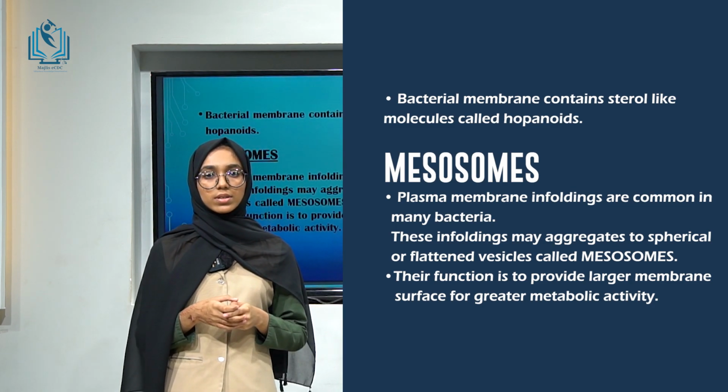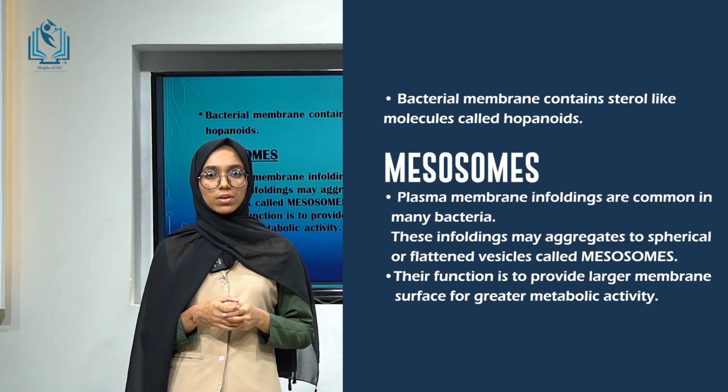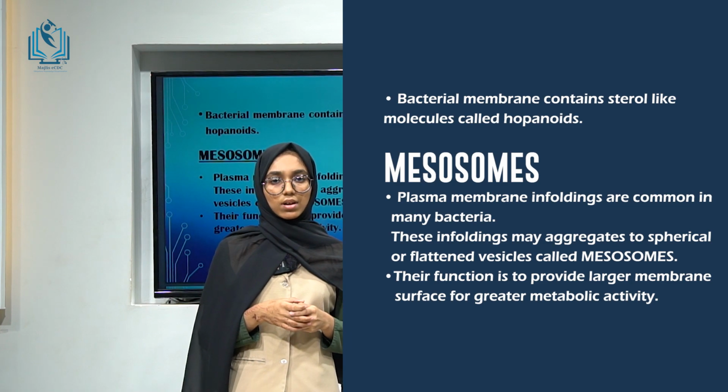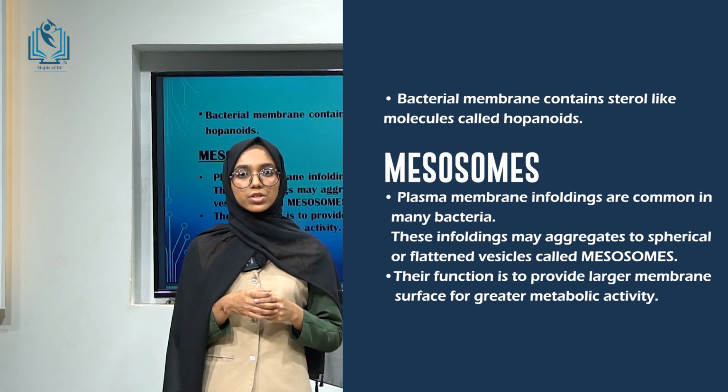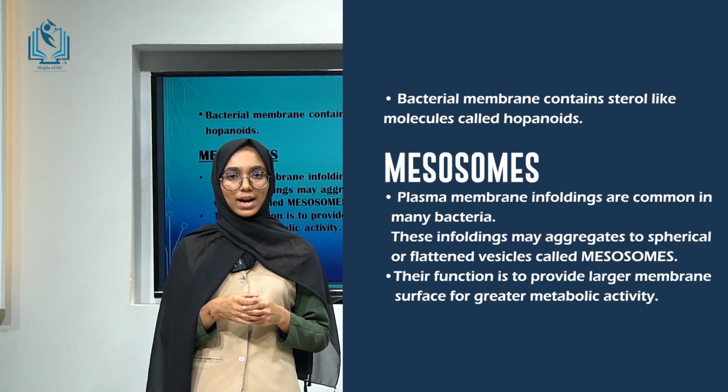Plasma membrane infoldings are common in many bacteria, and they may aggregate to form spherical and flattened vesicles called mesosomes. Their function is to provide a larger membrane surface for greater metabolic activity.